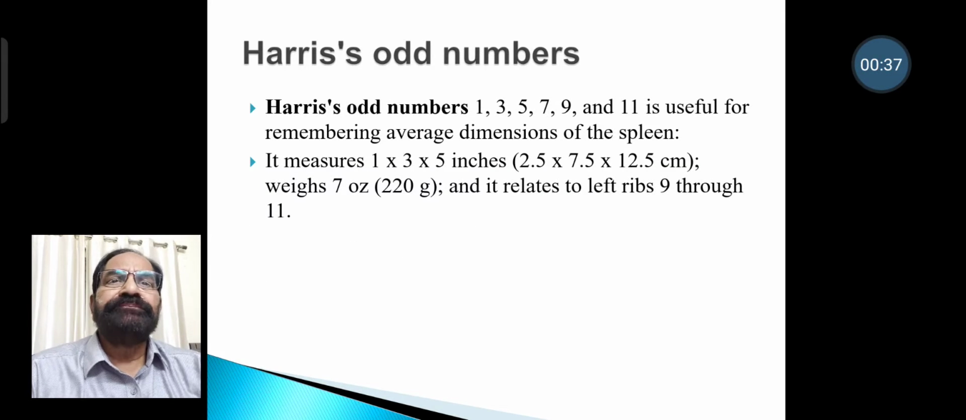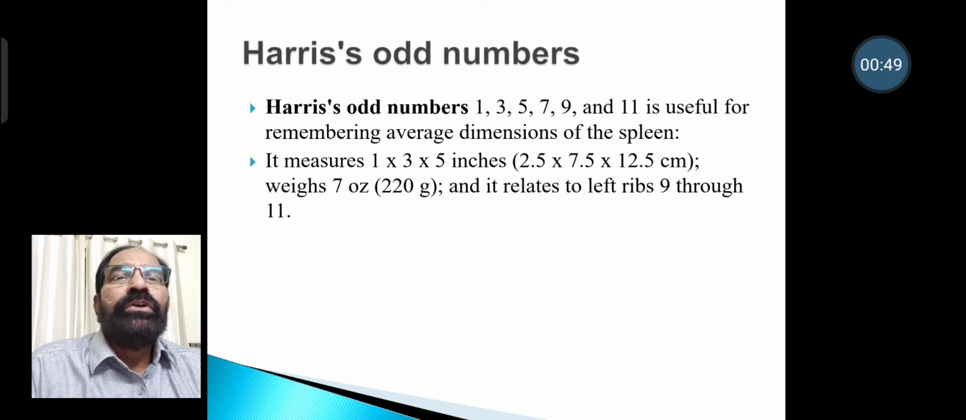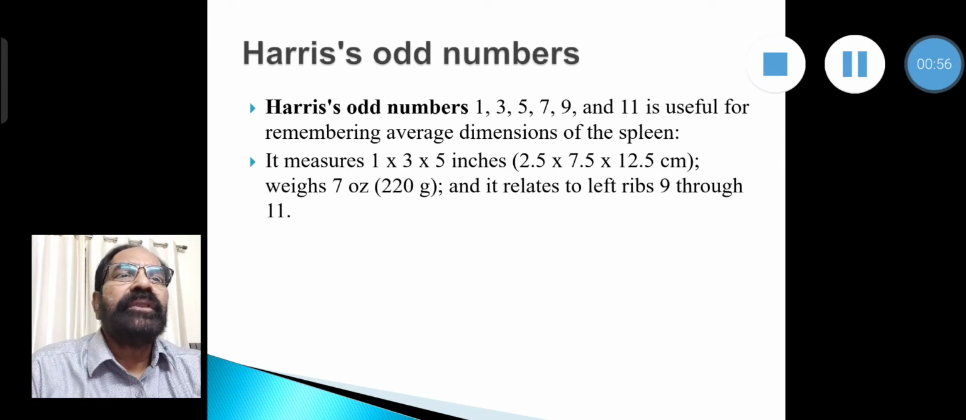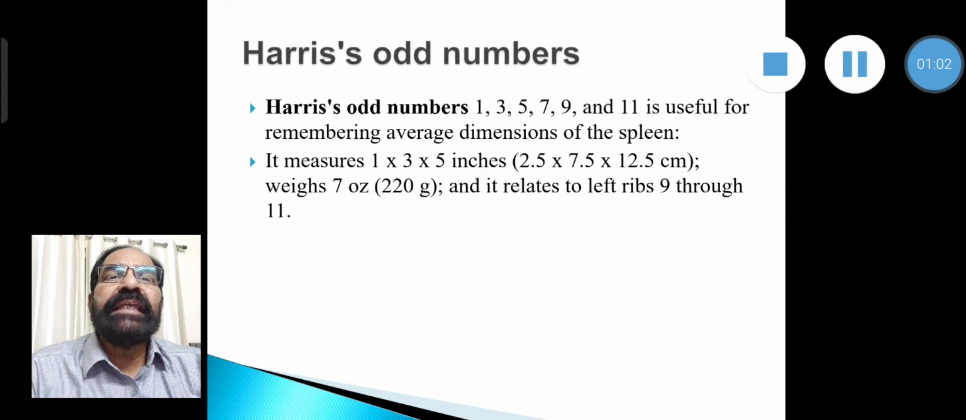Harris odd numbers include 1, 3, 5, 7 and 11. Useful for remembering average dimensions of the spleen. It measures 1, 3 and 5 inches, its weight is 7 ounces, and it is related to the 9th and 11th ribs.